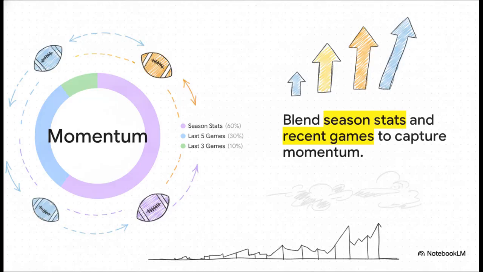Then there's momentum. A team in Week 14 is almost never the same exact team they were in Week 2. By blending season averages at 60%, the last 5 games at 30%, and the last 3 games at 10%, your engine actively tracks teams getting hot or cold. This prevents your model from being dragged down by stale, months-old data.